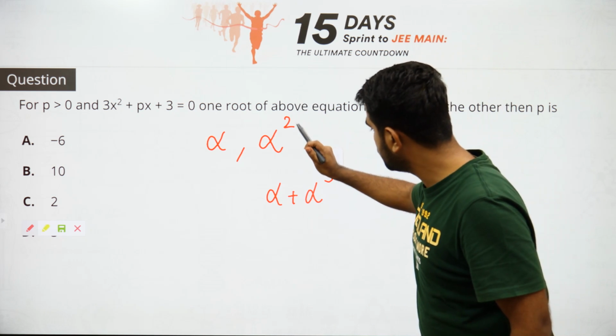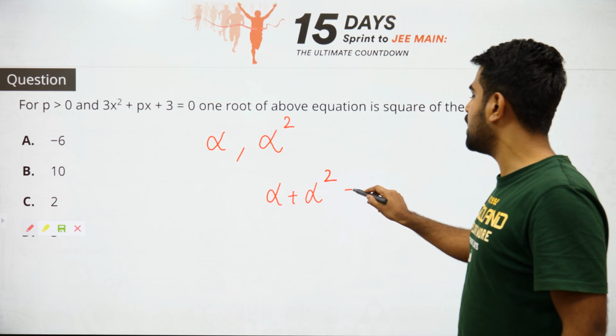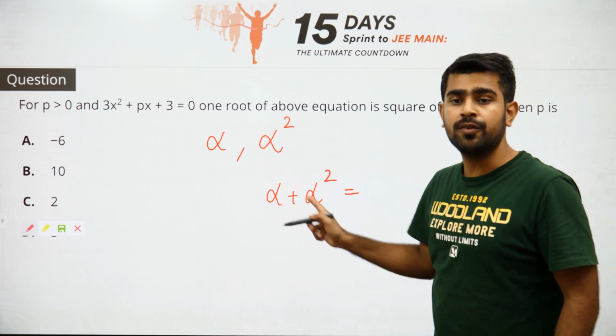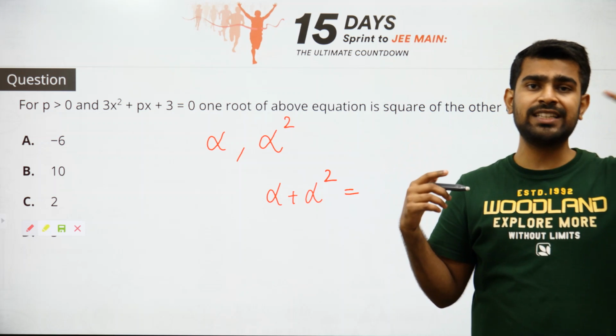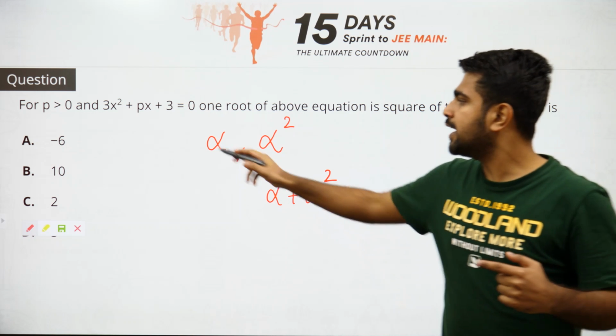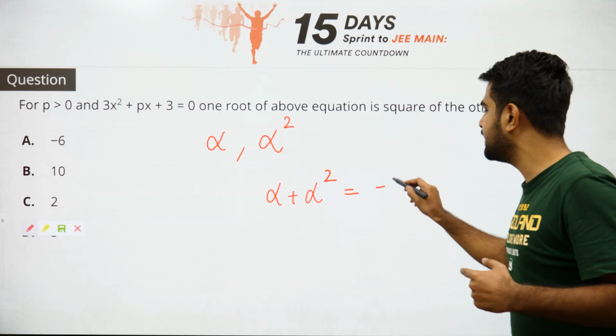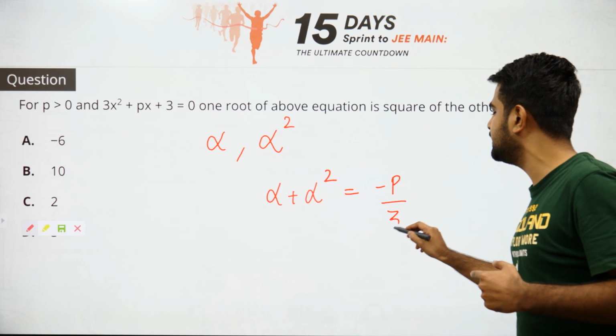Alpha plus alpha square. So alpha plus alpha square, this is the sum of roots, right? These are the two roots and I am adding them up. I know what the sum of roots is. It is minus b by a. So let me do that. What is minus b by a? It is minus p by 3.